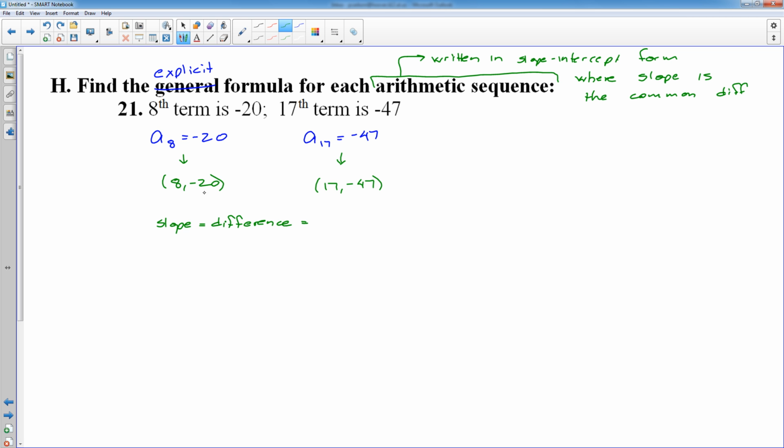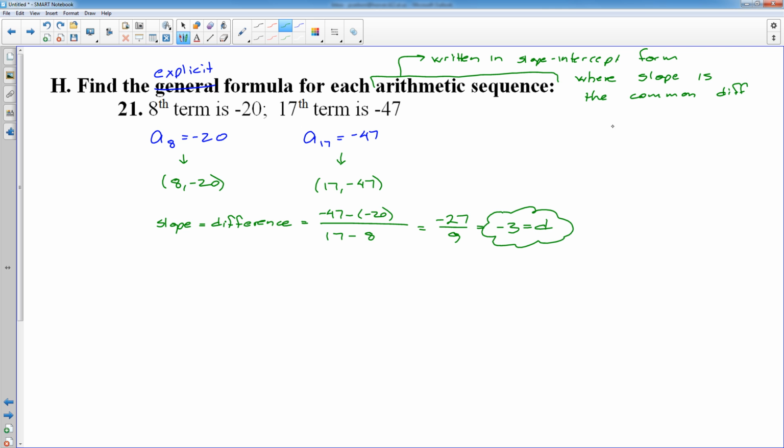Then I'll use those 2 points to find the slope, which is your common difference for the arithmetic sequence. Slope is change in y over change in x. So I would say negative 47 minus negative 20, over 17 minus 8. You subtract the y's over the x's. Negative 47 minus negative 20 is negative 27. 17 minus 8 is 9. Negative 27 over 9 is negative 3. So there I have the common difference.